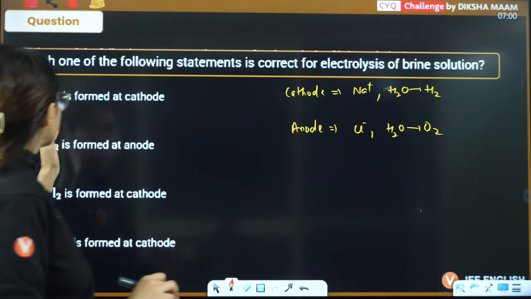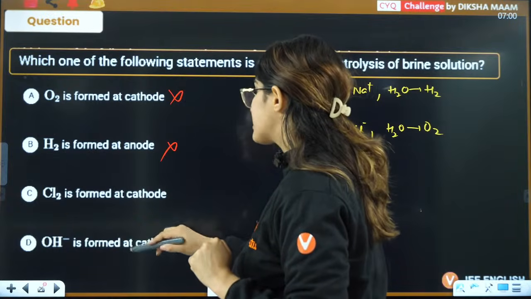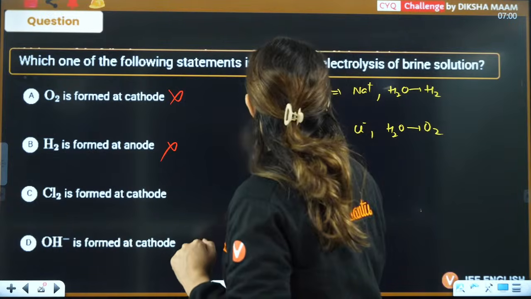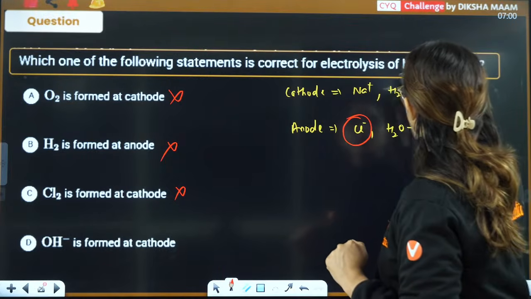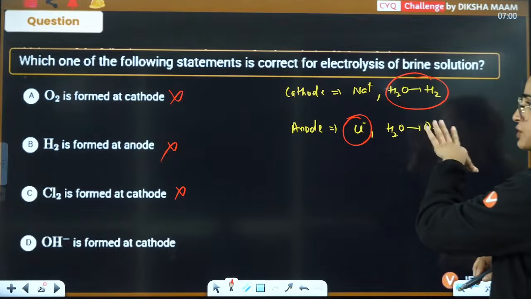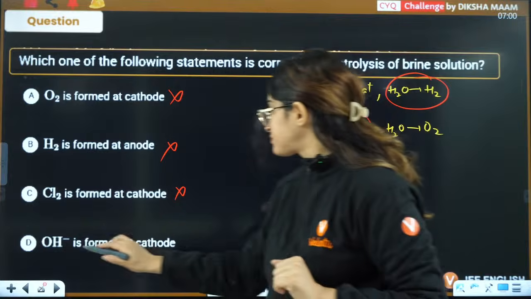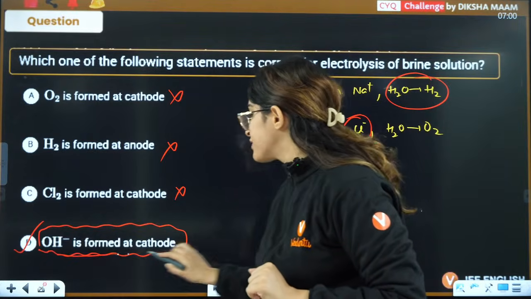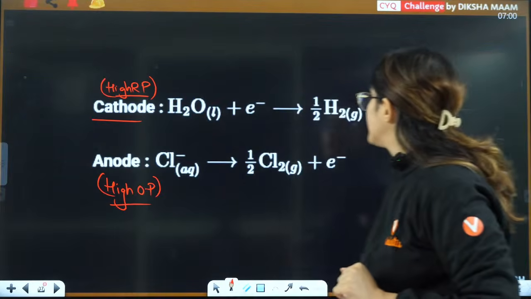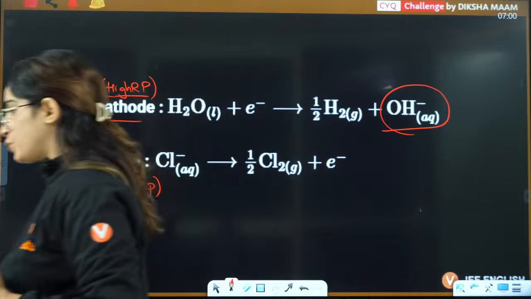So if you see this here, O2 is not formed, H2 is formed at anode, definitely not. Cl2 is formed at cathode, definitely not. Cl2 is formed at anode. So at cathode H2 is formed, at anode Cl2. But definitely in this reaction, OH negative is formed at cathode, if you see, right? Because of this reaction, OH negative is formed at cathode.